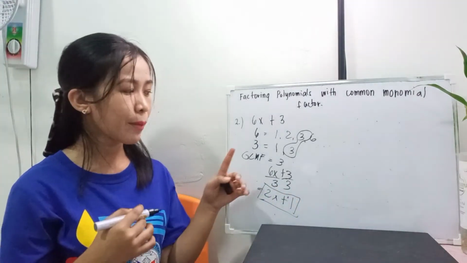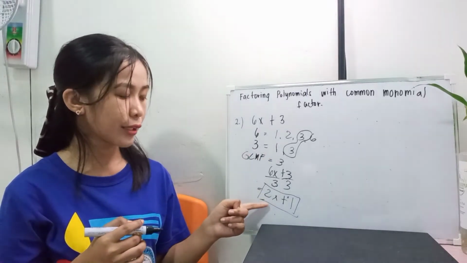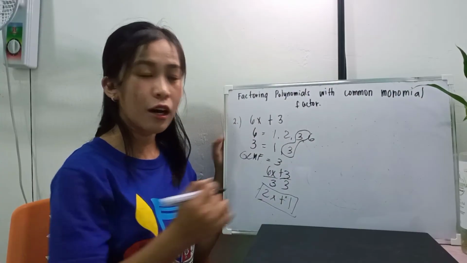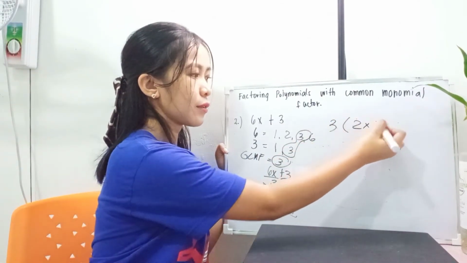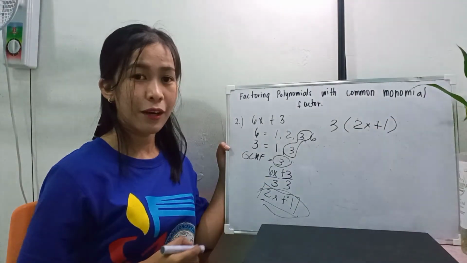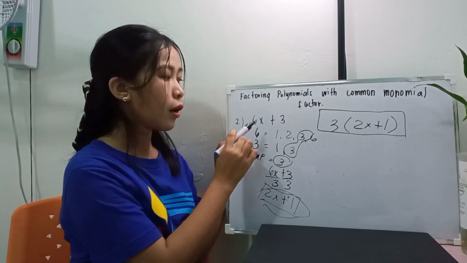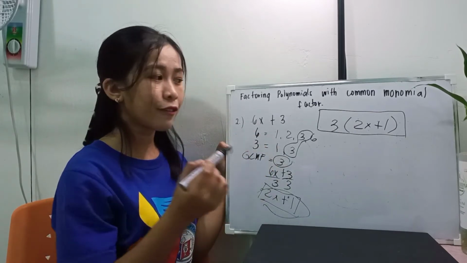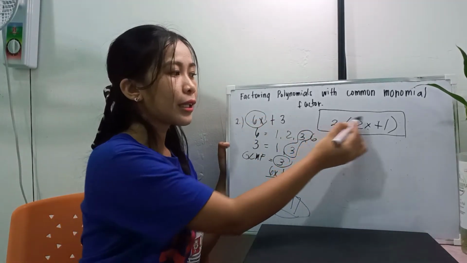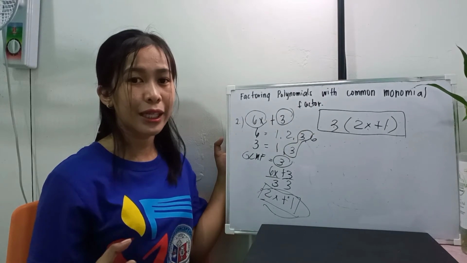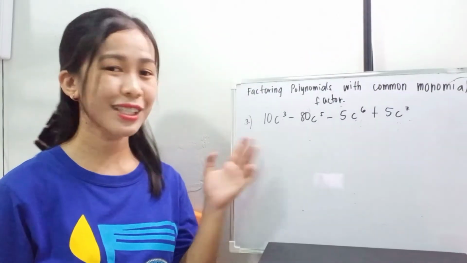And then, right after that, pagsamahin lang natin ang greatest common monomial factor na nakuha natin, and ito pang isa pa niyang factor. And then, we have 3 times 2x plus 1. Okay? And then that is already the final factored form of 6x plus 3. Kasi we have 3 times 2x is of course 6x. And 3 times 1, that is 3. Okay? Ganun lang kasimple.